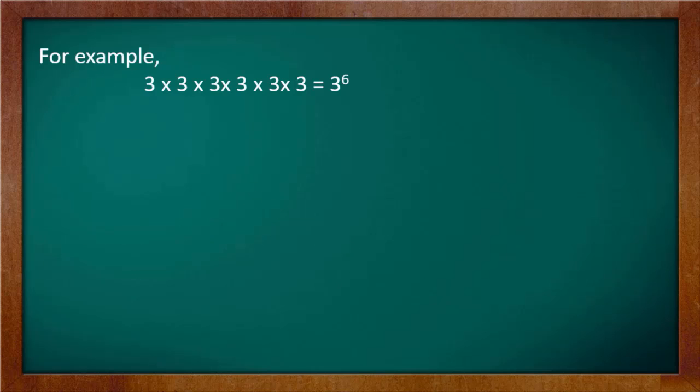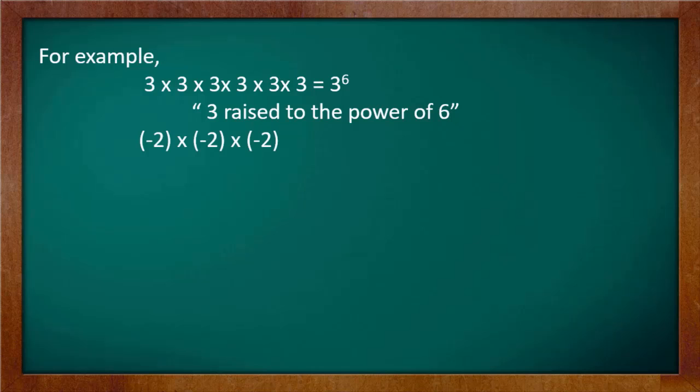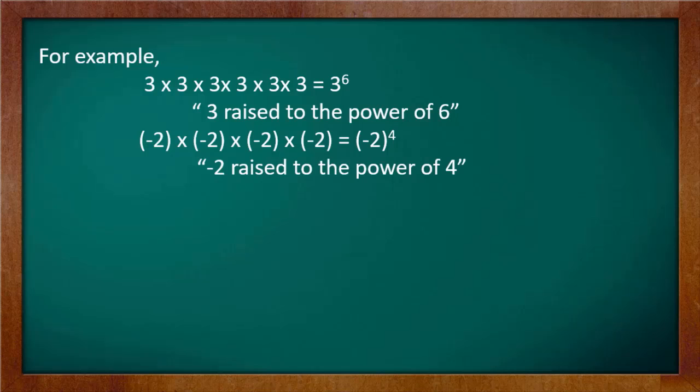For example, here I have taken several examples based on integer numbers. And children, one more thing, this rule is not applicable only for integers. It is applicable on rational numbers as well. Now, here you can see 3 is getting multiplied 6 number of times. So I can write 3 raised to power 6 and it will be pronounced as 3 raised to the power of 6. Similarly, here I have taken a negative number, minus 2, it is getting multiplied 4 number of times. So I can write minus 2 raised to power 4.